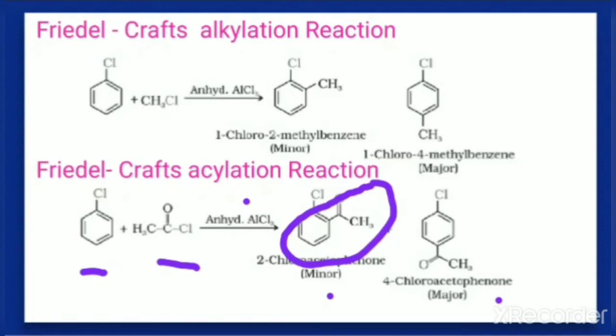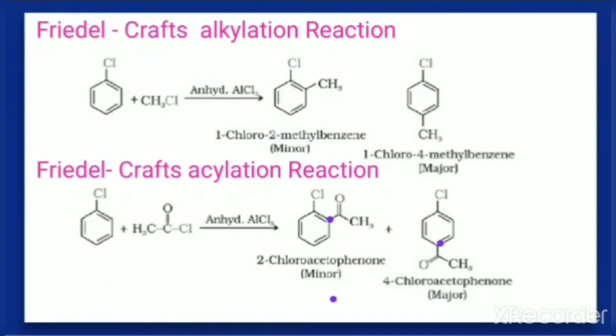C6H5, that is the benzene ring. C6H5COCH3 is called acetophenone, and the chloro is substituted at the second position. So we can say that the name comes like this, 2-chloroacetophenone. The other one is 4-chloroacetophenone. So here the electrophilic substitution takes place at the ortho position. Therefore, one product will be formed like this, and the substitution takes place at the para position. Therefore, this product is obtained. So this reaction is called the Friedel-Crafts acylation reaction.